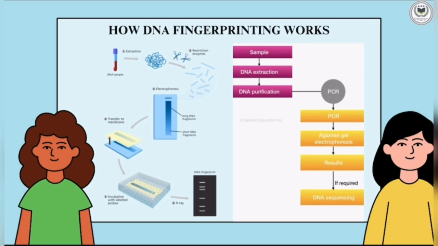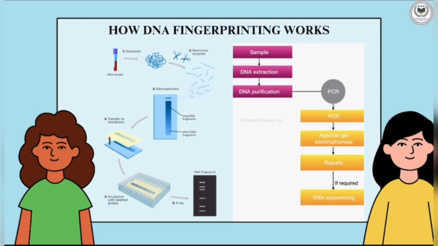DNA fragments are separated based on their size by passing them through a gel under an electric field. Smaller fragments move faster than larger ones. Sixth, transfer to a membrane, Southern blotting. The separated DNA fragments are transferred to a nylon or nitrocellulose membrane for further analysis.